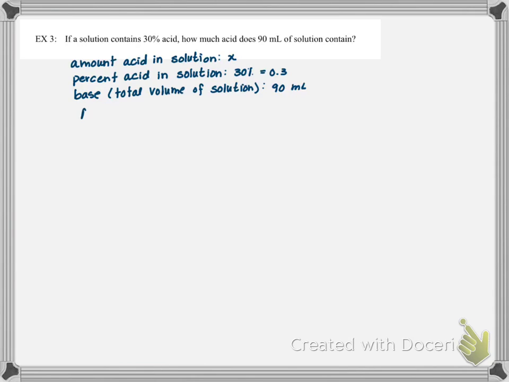So now we have A equals P times B. So X equals 0.3 times 90. And that equation is never going to change. One of the nice things about these problems is the setup is really all the work. Once you get past the setup, it's always A equals P times B, no matter what, and you're just solving that equation. So X equals, what is that, 27? So there's 27 milliliters.